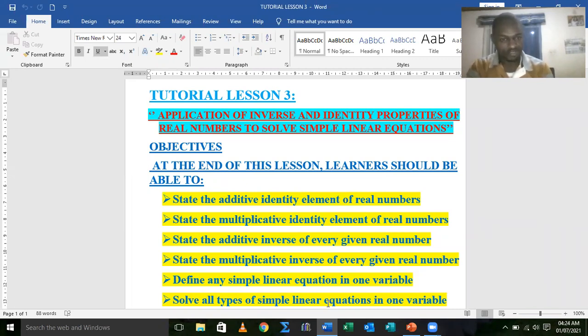to state the additive identity element of real numbers, state the multiplicative identity element of real numbers, state the additive inverse of every given real number, state the multiplicative inverse of every given real number, define any simple linear equation in one variable, solve all types of simple linear equation in one variable. We are going to be studying this lesson by a presentation as follows.